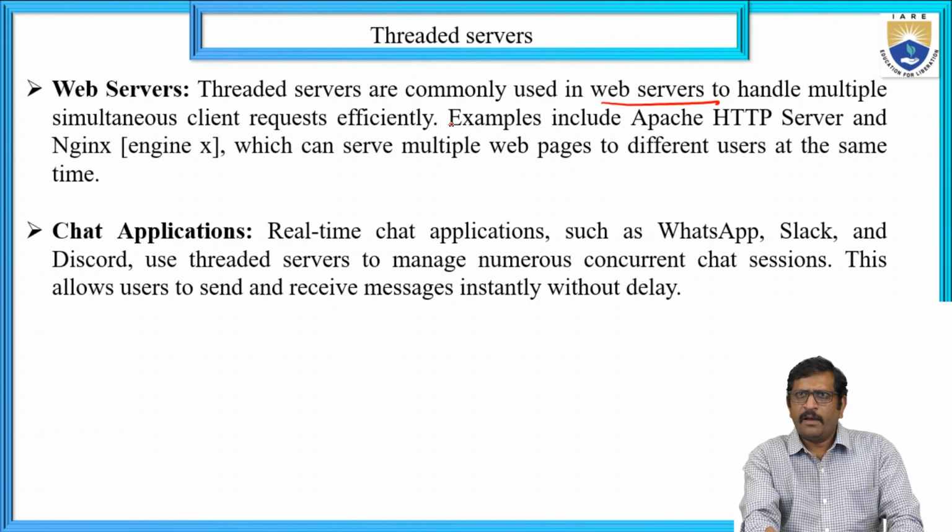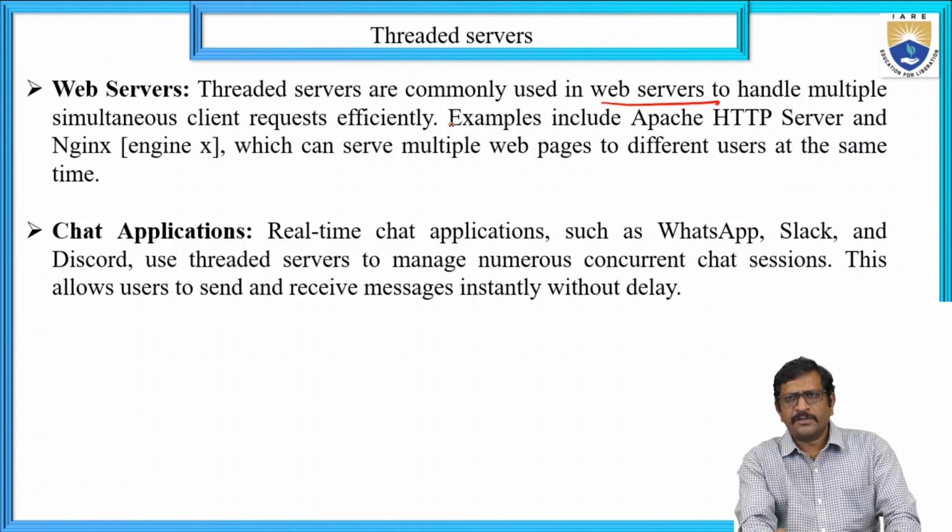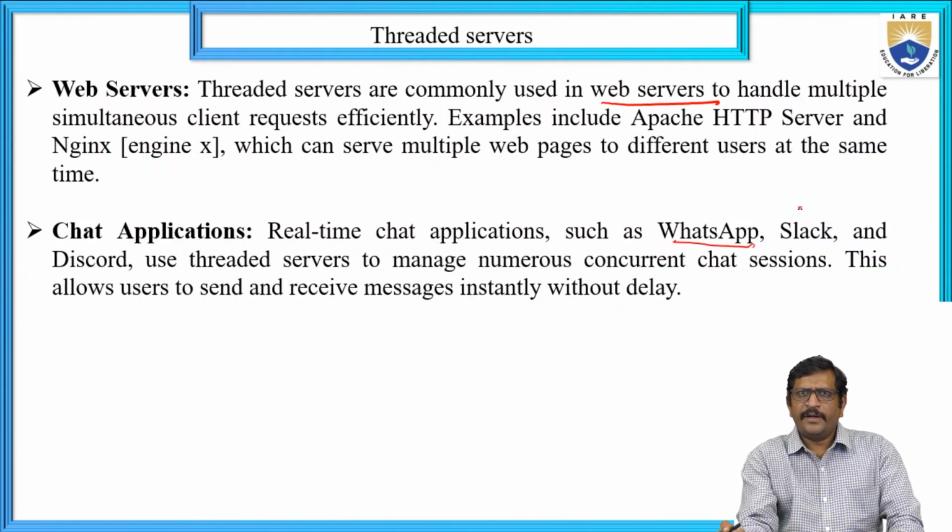So, this is an example. Chat applications: real-time chat applications such as WhatsApp. Now we are using the web servers in WhatsApp. Why? Because simultaneously many users are chatting and sending messages in WhatsApp. Slack and Discord also use threaded servers. These are all real-time applications, WhatsApp, Slack, Discord, managing numerous concurrent chat sessions.